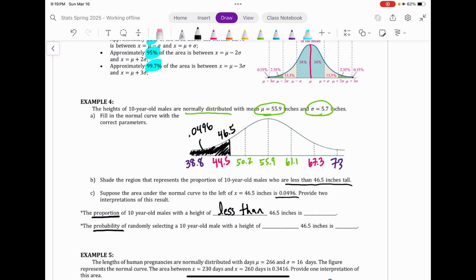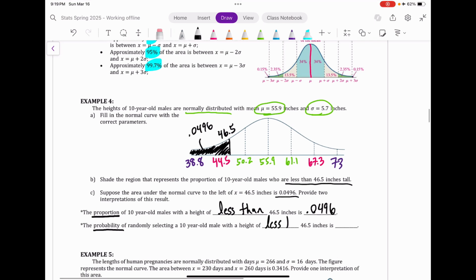So first interpretation, the proportion of 10-year-old males with a height of less than 46.5 inches is that corresponding area it gave us, which in the next chapter we'll talk about how we even get that number. And then the probability of randomly selecting a 10-year-old male with a height of less than 46.5 inches is 0.0496. So just 2 different interpretations for that area.